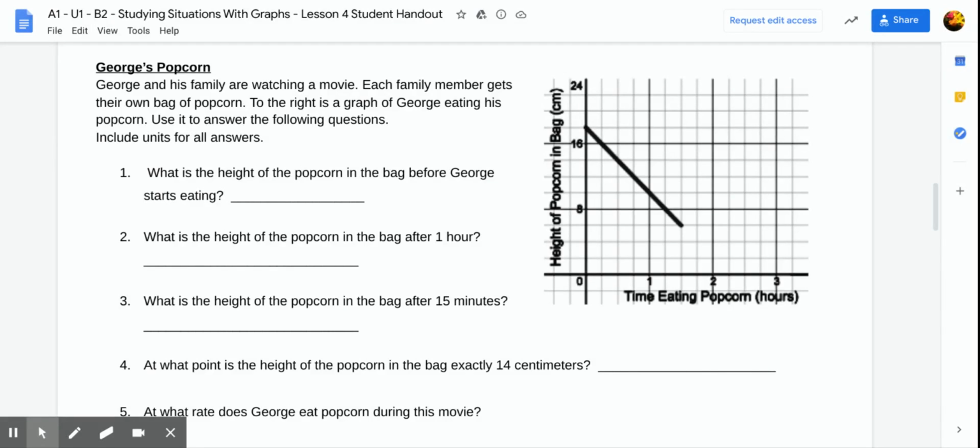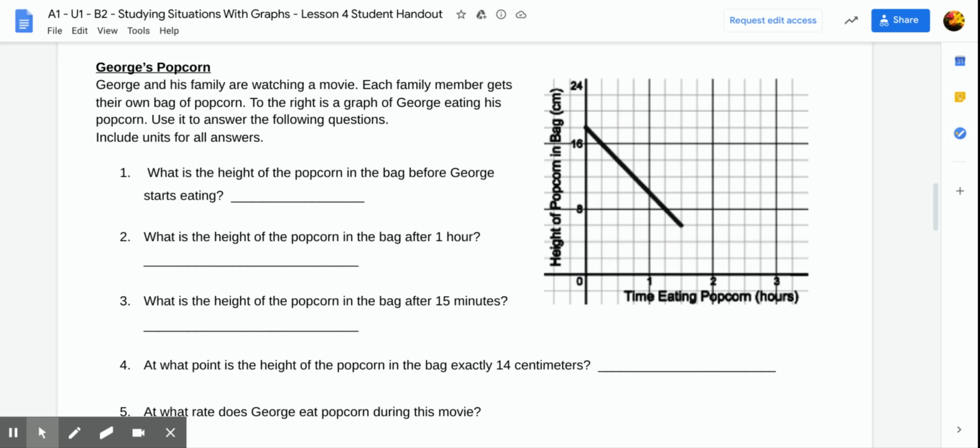This is a graph about eating popcorn. Take a look at the graph. Notice that the independent variable is time eating popcorn in hours. The dependent variable, height of popcorn in bag in centimeters. So it looks like they are definitely eating some popcorn in this experiment because the height of the popcorn seems to be going down. This is a continuous graph.